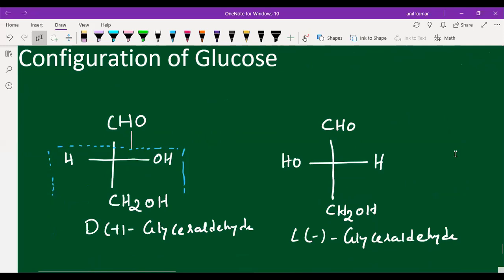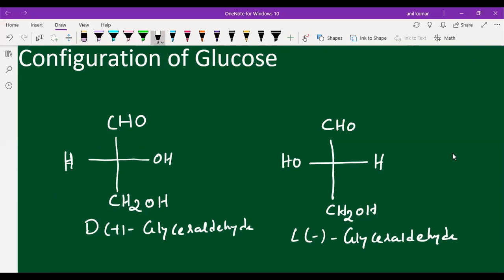Here, by taking this glyceraldehyde, we are assigning the structures. By taking this glyceraldehyde, we are assigning the configuration of glucose. How can we assign the configuration of glucose? By taking this glyceraldehyde, students. That means we assign which configuration glucose has, D configuration or L configuration.